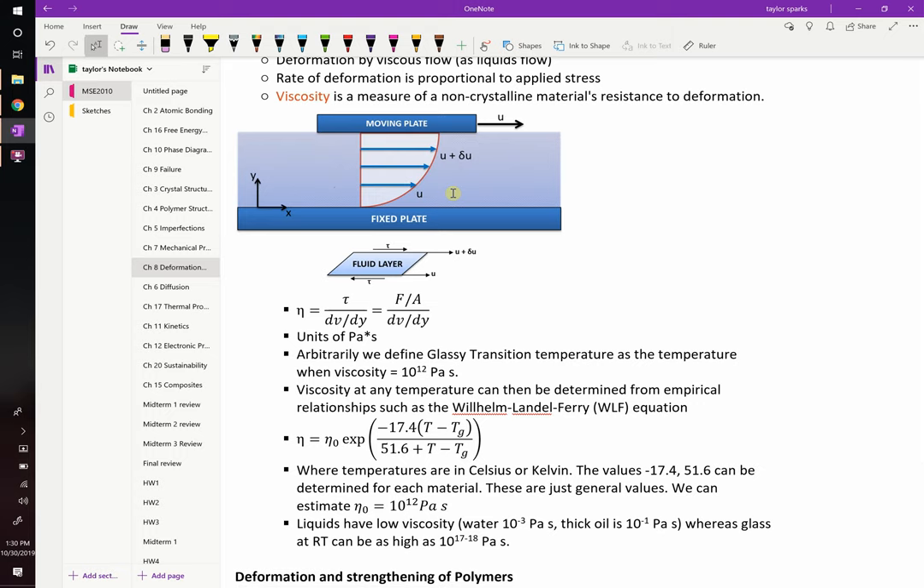Now, how do you actually measure it? I think we mentioned in this class, you typically put like a spindle in your liquid, and you spin that spindle, and you know how much force it's taking to spin that, and they're calibrated to know what the viscosity is. There's other ways that you can measure it. That's a common way, though, right?